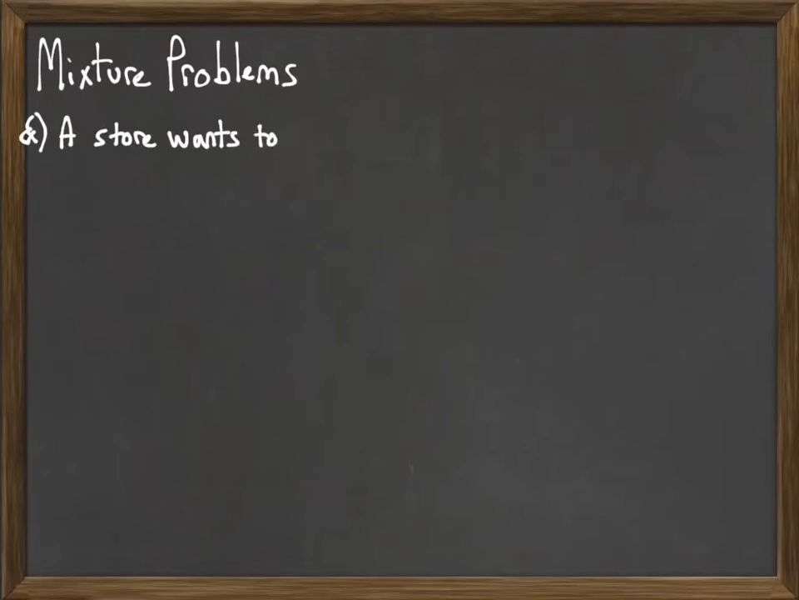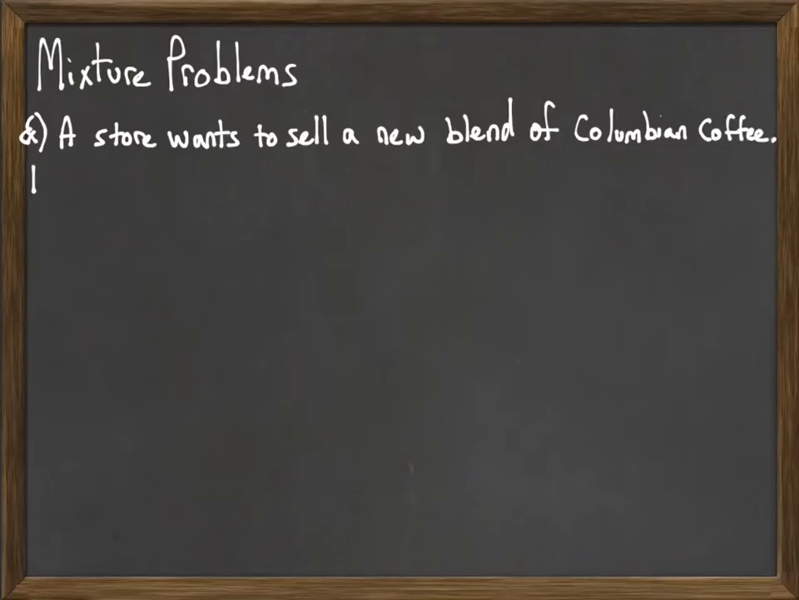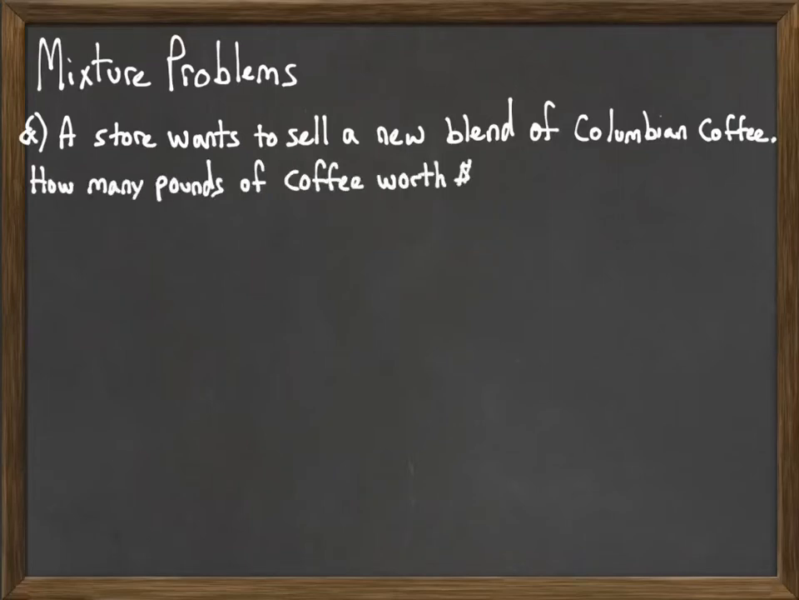It says a store wants to sell a new blend of Colombian coffee. All right, so that's the first part. It's kind of the prelude. No real equation information, just the store wants to sell a new blend of Colombian coffee. Their motives for why they want to do that escape us right now. So our question is, how many pounds of coffee worth $10 per pound?